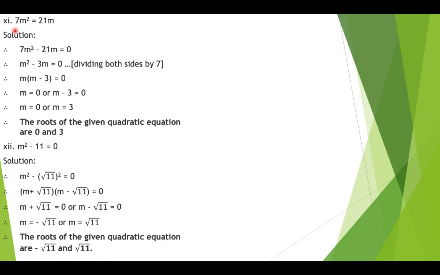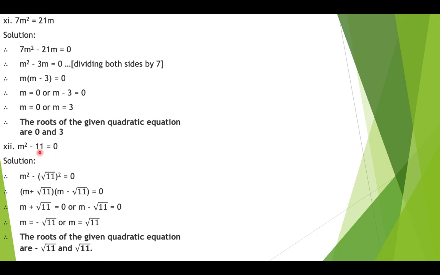Now for 11th, 7m square is equal to 21. Okay, just observe this. Over here you don't have to do any factorization, you can just remove m as common and divide by 7. We get m is equal to 0, m is equal to 3. The roots of the given quadratic equation are 0 and 3.